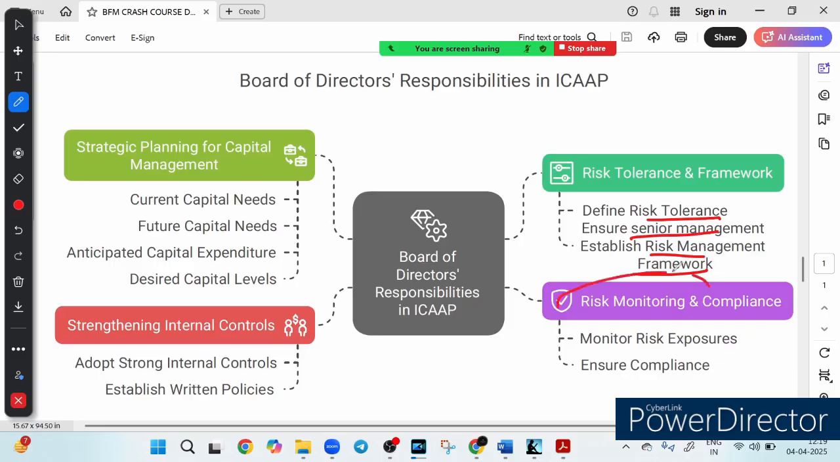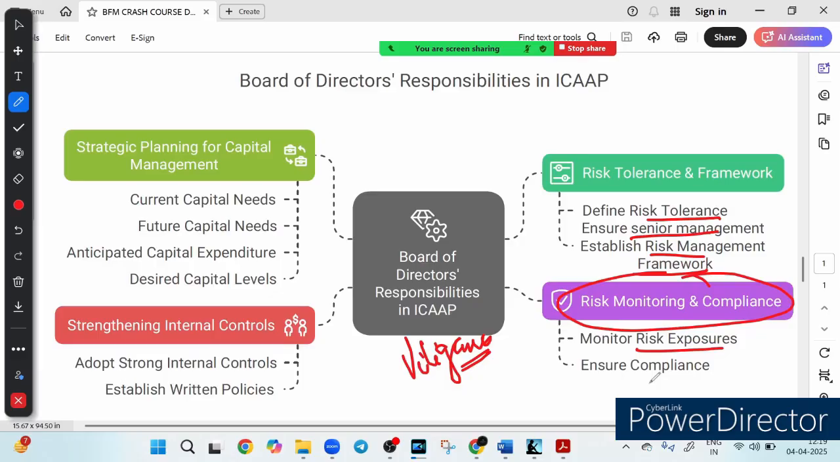And finally we have risk monitoring and compliance. This is also done by a board of director. So effective risk management is not just about policy, it's about constant vigilance. Yes, constant vigilance is very necessary. Once policy are set, the board ensure that continuous risk monitoring is there, tracking risk in real time to avoid surprise, and regulatory compliance.